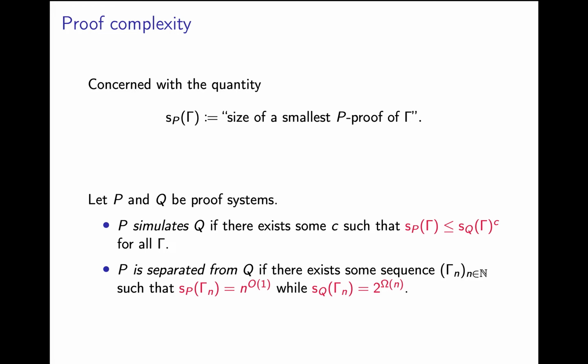And here are 2 relations. For different systems P and Q, we say that P simulates Q if for all formulas, proofs in the system P are not too much larger than the proofs in Q. This is what the statement here says a bit more formally. And we say P is exponentially separated from Q if there's some infinite sequence of formulas admitting short proofs in P while requiring long proofs in Q. A lot of proof complexity relates different concrete systems to one another using these notions.